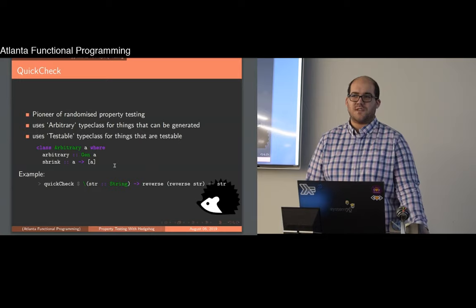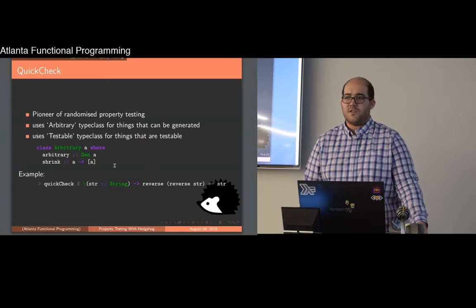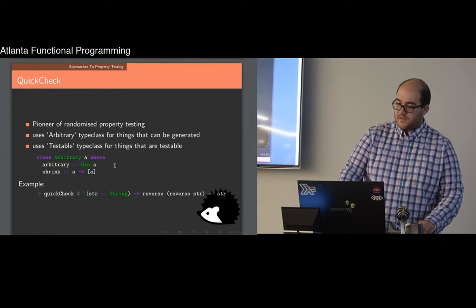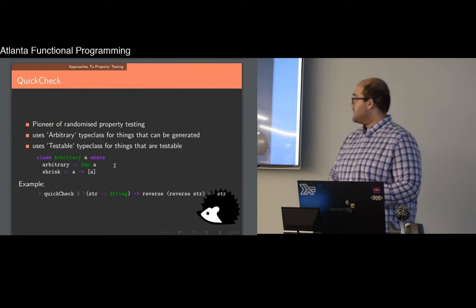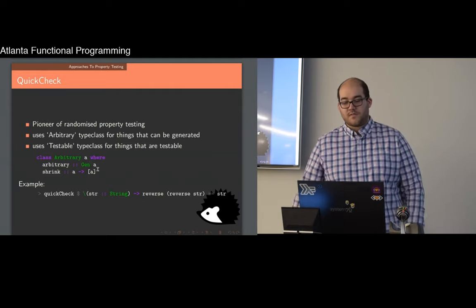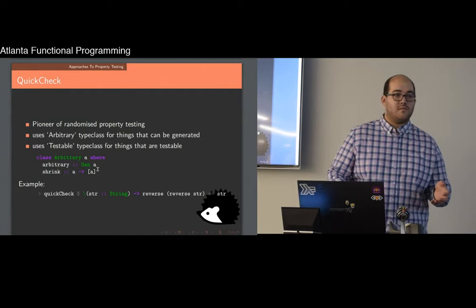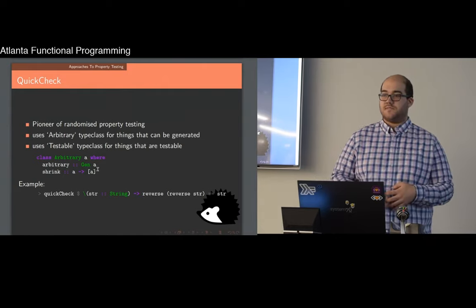I'm pretty sure that it was the first thing to do that, because the guy who wrote a paper on it. It uses the Arbitrary type class for things that can be generated, and it's probably the most integral part of the API. For those of you who aren't familiar, does everybody know what a type class is? Sort of like an interface, similar to that.